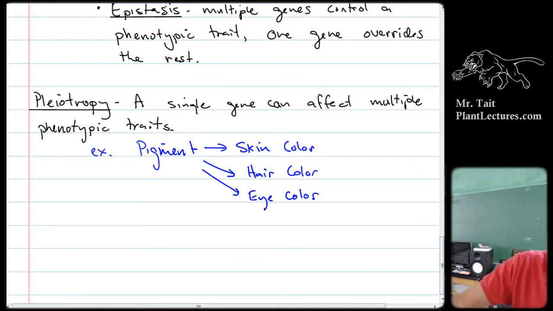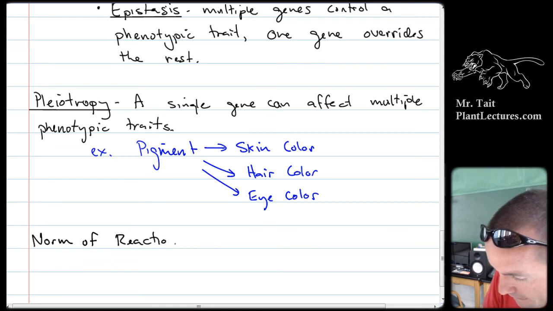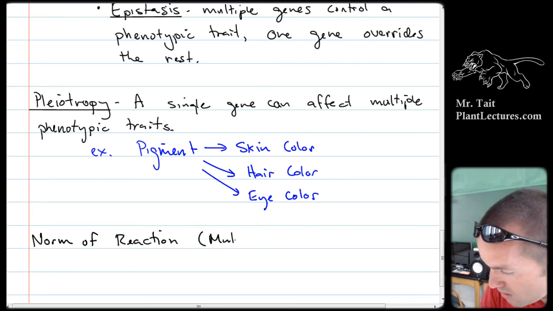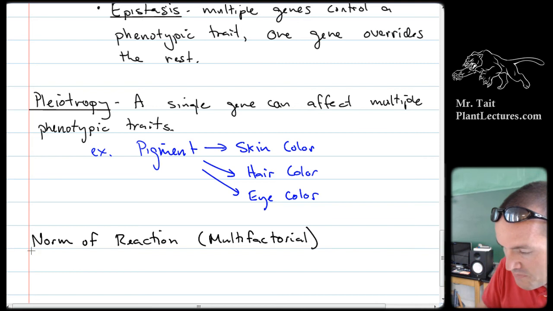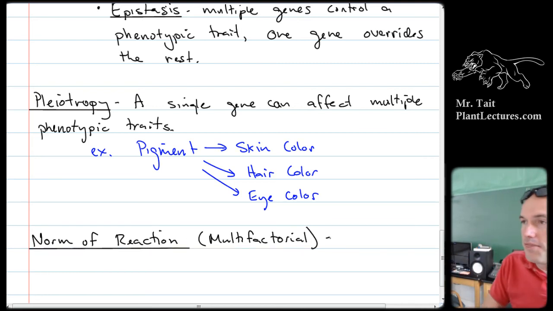There's also something called the norm of reaction, which is sometimes called multifactorial inheritance. We already talked about it a little bit with, what's up?